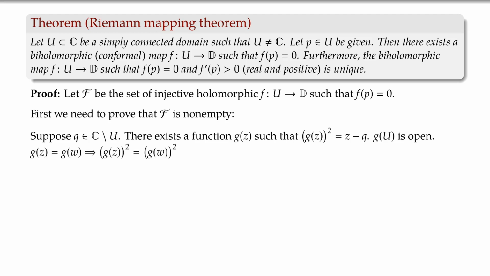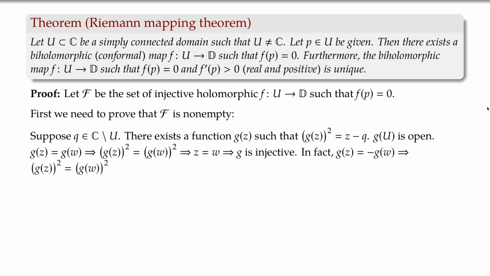Now, if G of Z is equal to G of W, that means that G of Z squared is G of W squared. Well, G of Z squared is Z minus Q, and G of W squared is W minus Q, so therefore Z equals W, so that means that G is injective. Okay? But there's more. It's not only injective, it's more than that.